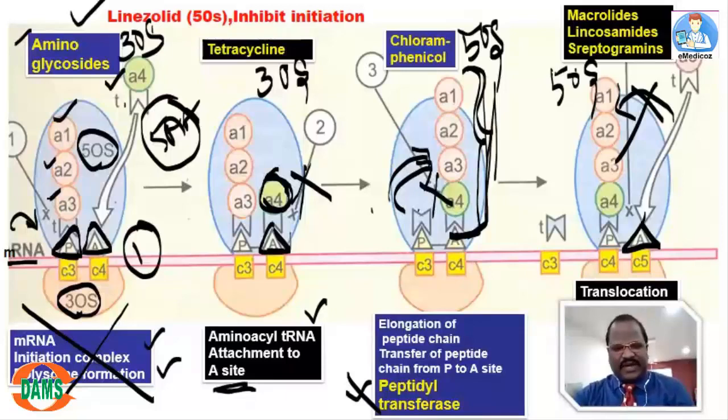So the ultimate take home message is, remember, protein synthesis inhibitors. The first two drugs, aminoglycoside and tetracycline, these two groups of drugs act on the 30S ribosome. The remaining drugs, that is chloramphenicol, macrolide group of drugs, then lincosamide, streptogramin, linezolid, all these drugs act on the 50S ribosome. That finishes some important antibiotics acting by inhibiting protein synthesis.